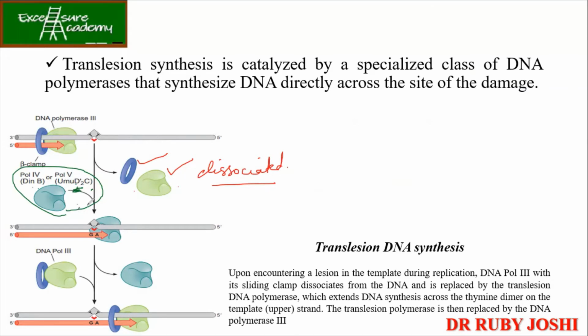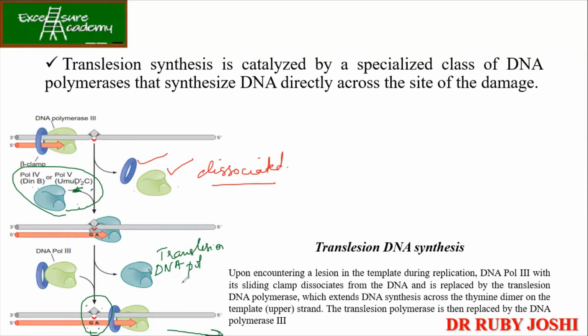Now they can extend the DNA replication across the thymine dimer. So you can see what had happened. So TT is here, and they have added GA. What do you think? What have they done? So what has the translesion DNA polymerase done? This is your translesion DNA polymerase. So once it crosses the lesion, again your normal beta clamp and polymerase 3 will be recruited and they will carry out the normal replication.